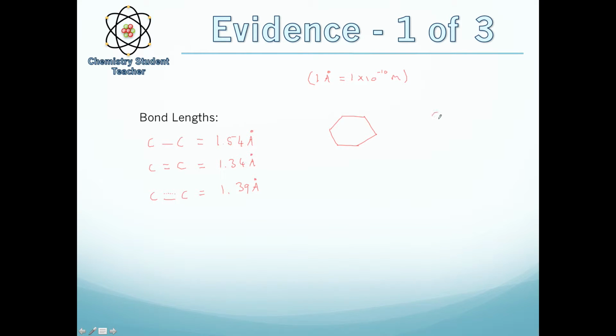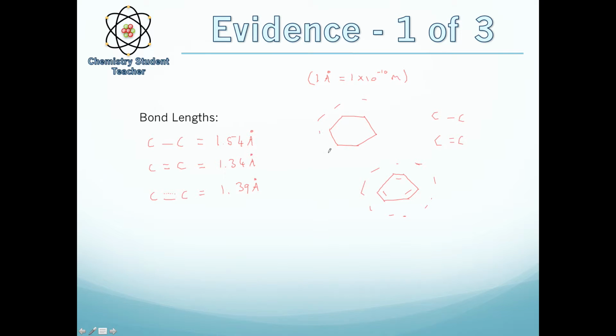Now, if we had a combination of carbon-carbon single bonds and carbon-carbon double bonds, what we'd get would have, say, short bond here, long bond, short bond, long bond, short bond, and long bond, representing the double and the single carbon bonds. That's not right. That is not a perfect hexagon. That is horrendous. And that's not what we see.